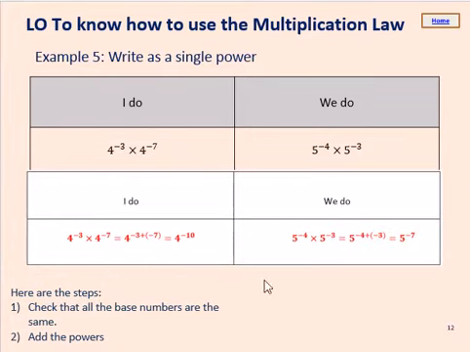And for that we do, 5 to the power negative 4 times 5 to the power negative 3. Negative 4 add negative 3 gives negative 7, so it's 5 to the power of negative 7. Really well done if you got that right.